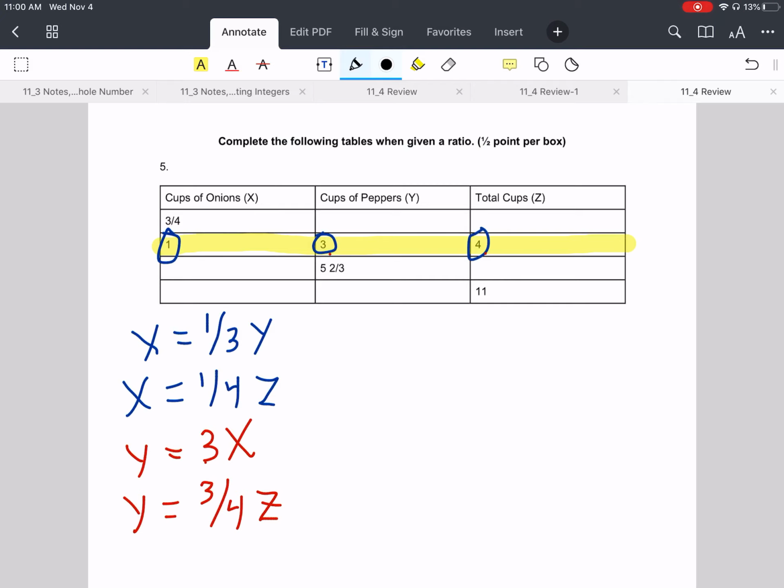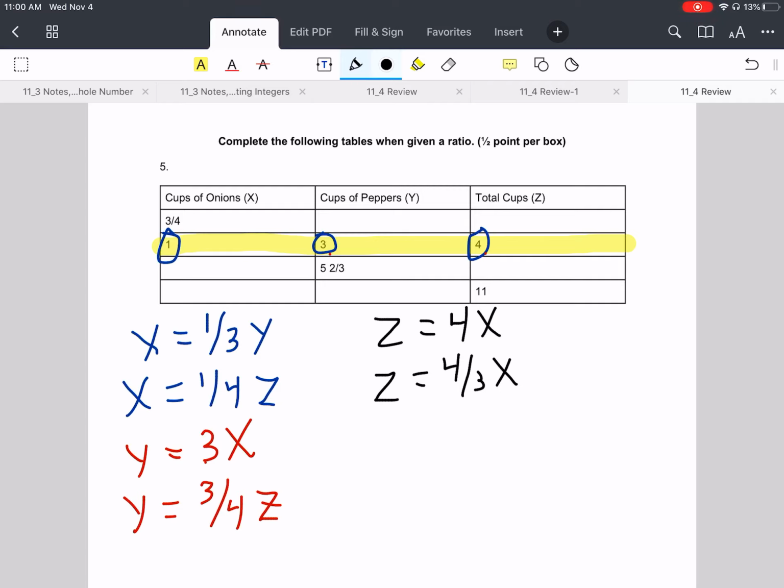Last color, z. So we can see that z is 4 times the amount of onions, and it is 4/3 the amount of peppers, because there are 4 total cups to 3 cups of peppers. So using those 6 equations, we're going to be able to find every single value.